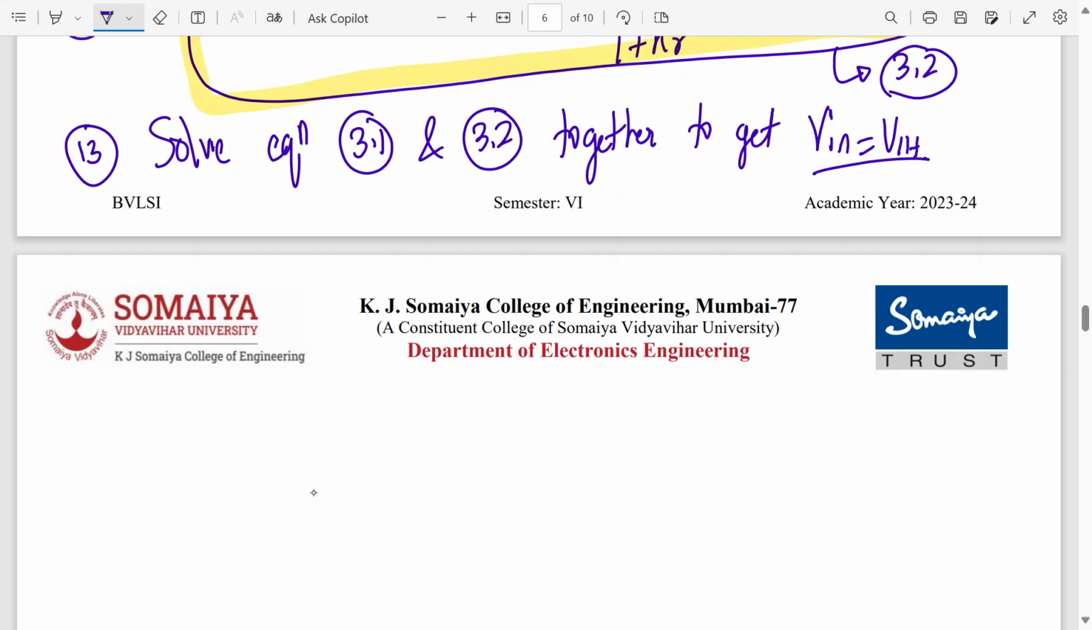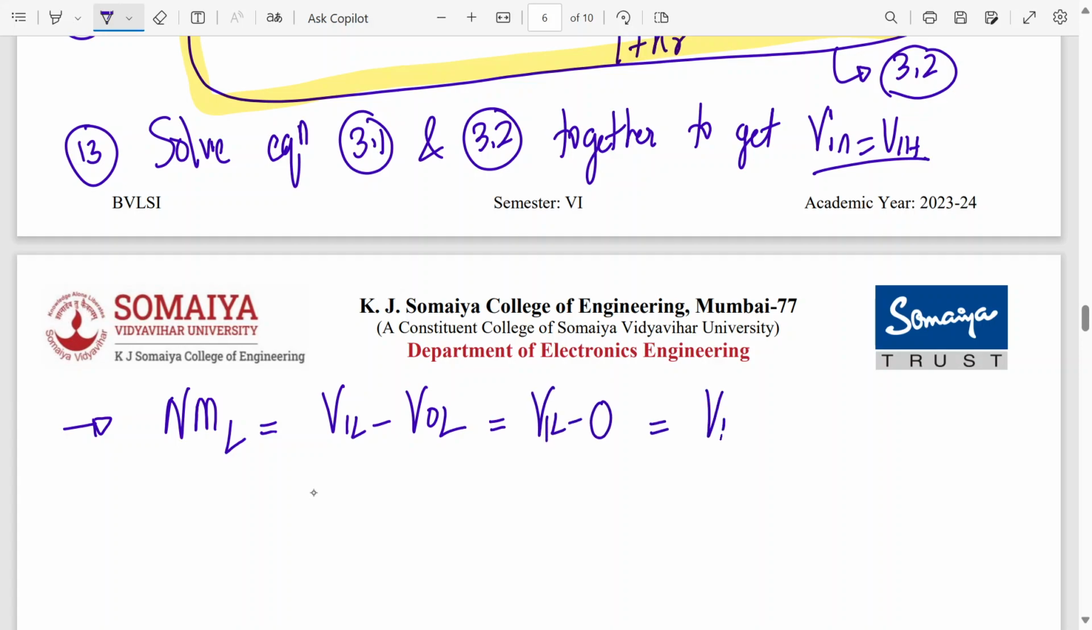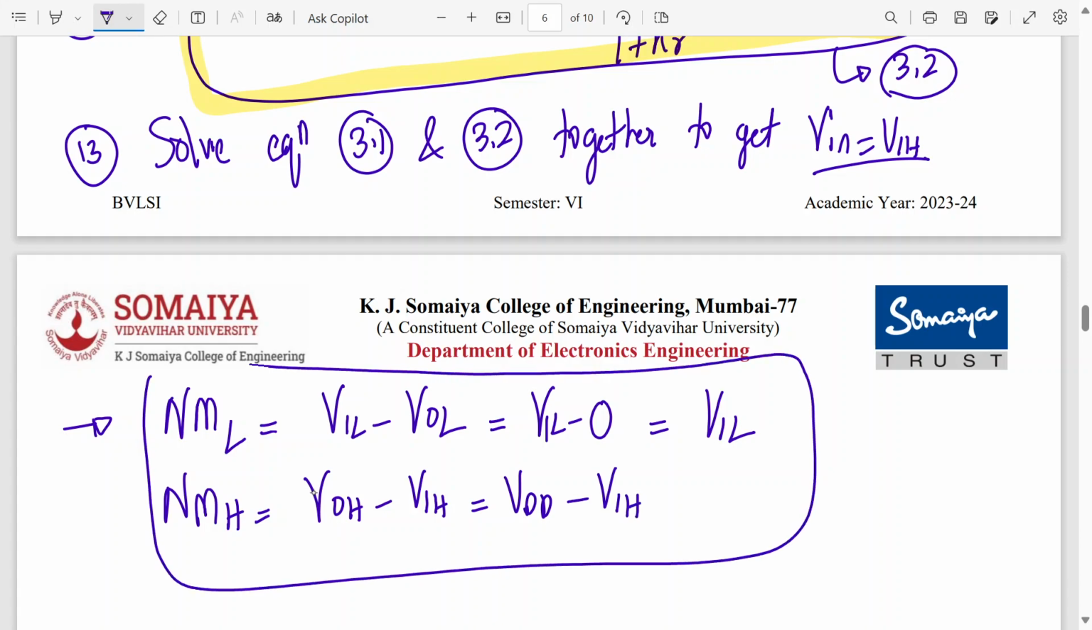Once we get all these values, then we can find the noise margin levels. So noise margin low will be VIL minus VOL. For a CMOS inverter VOL is 0, so it is VIL only. And noise margin high will be VOH minus VIH. For a CMOS inverter VOH is VDD, so VDD minus VIH. So these are the formulas for the noise margin levels for a CMOS inverter.